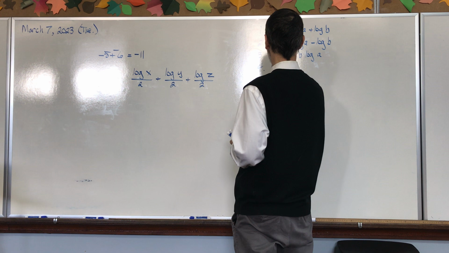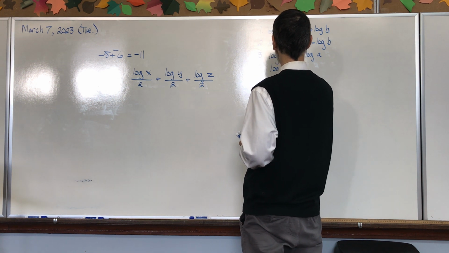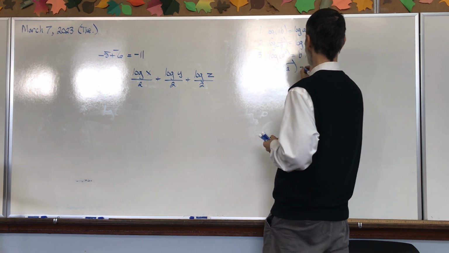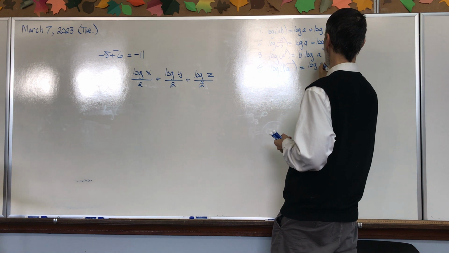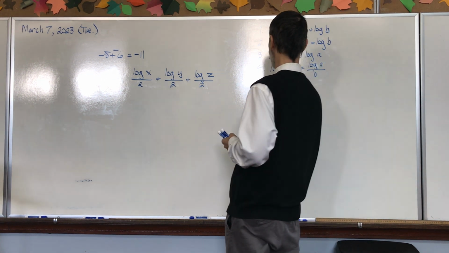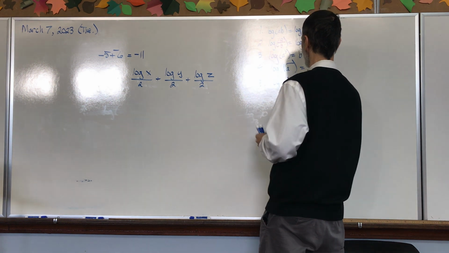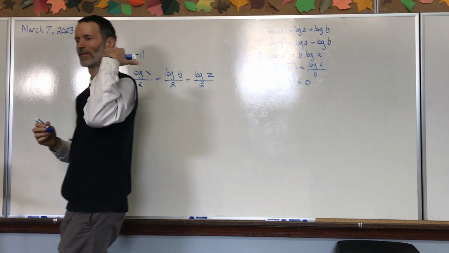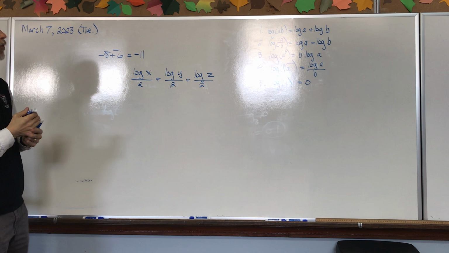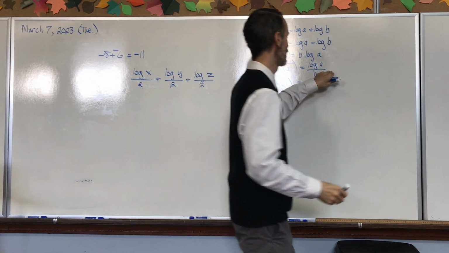Number 4 is log of the Bth root of A, which is equal to log of A over B. And then the fifth is the log of 1 is equal to 0. So which rule? 1, 2, 3, 4, or 5? 4. These are answers for problem 4.